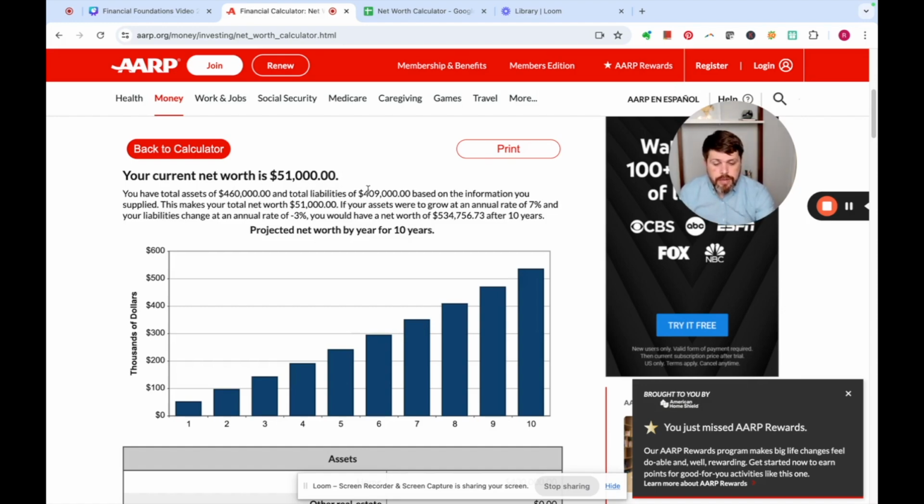Meanwhile, you have a good amount of liabilities as well. That's pretty common because, one, in order to own a home, you likely have taken out a mortgage for that. But then you also have the student loans in this case.